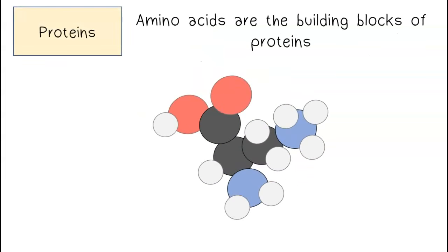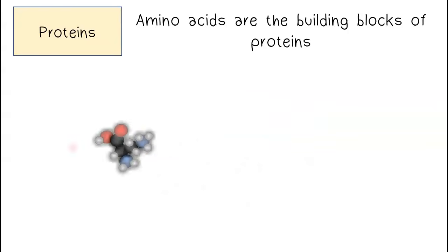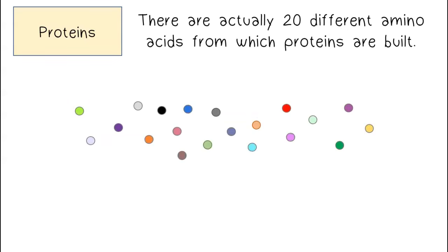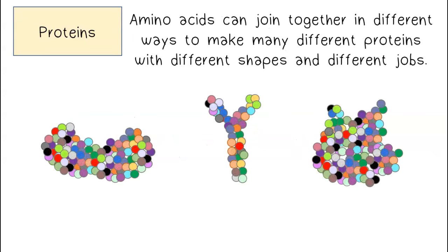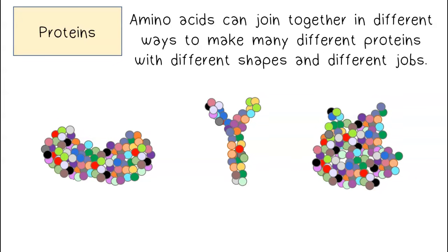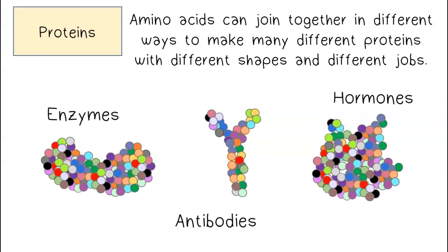Amino acids are the building blocks of proteins, but let's just represent our amino acid as a small colored circle. There are actually 20 different amino acids from which proteins are built. Amino acids can join together in different ways to make many different proteins with different shapes and different jobs. Some important examples of proteins include enzymes, antibodies, and hormones.